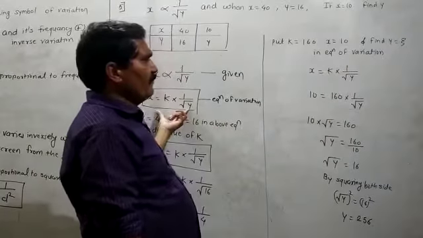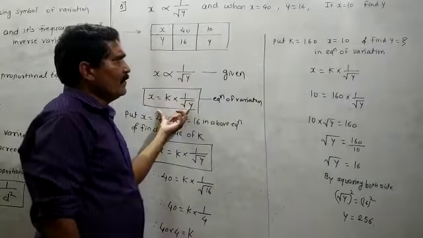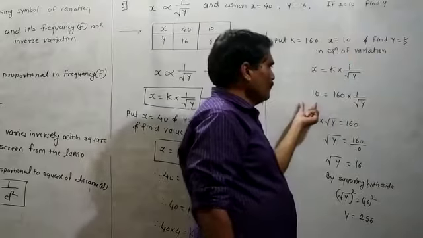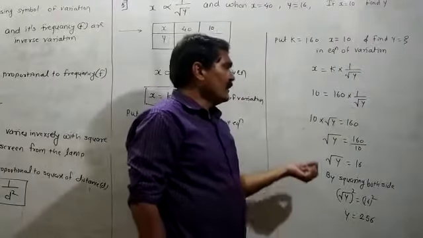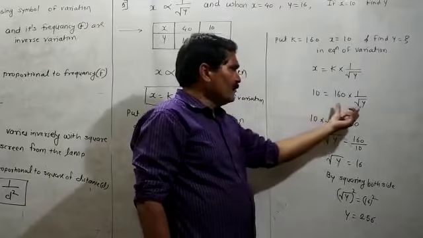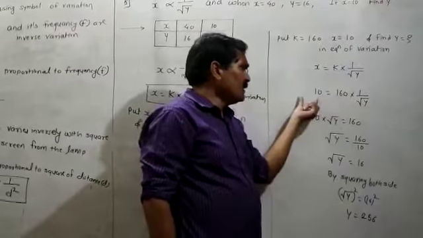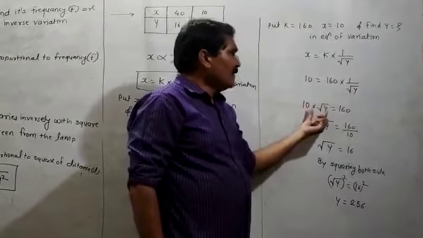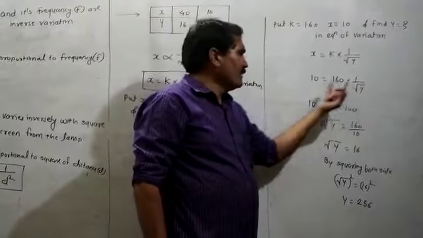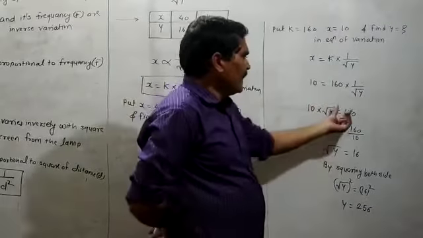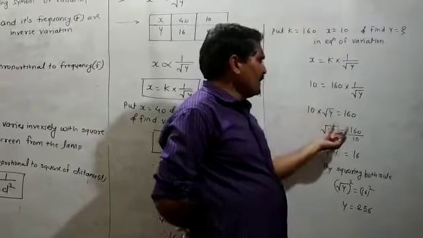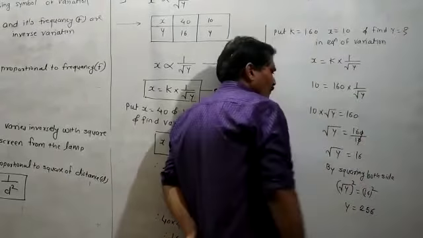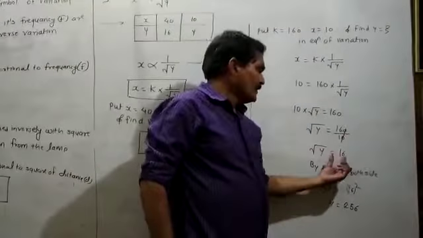This is the equation of variation, and you have to find the value of y. In place of k you put 160 and in place of x you put 10. Then you collect the numeric terms together. So you transpose the square root of y to this side: divided by square root of y becomes multiplied by square root of y. This 160 as it is. Then you transpose this 10 to that side. Multiplied by 10 becomes divided by 10. You strike this 0, and the square root of y as it is. So square root of y is equal to 16.